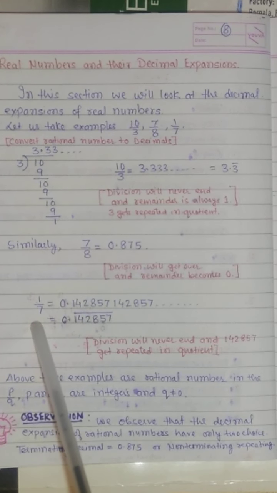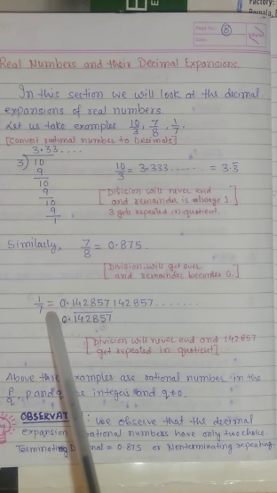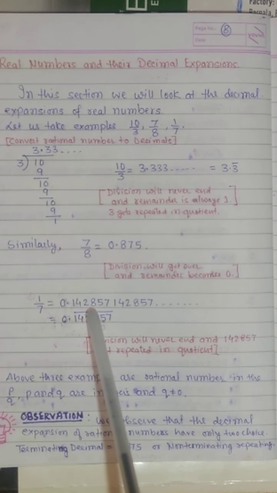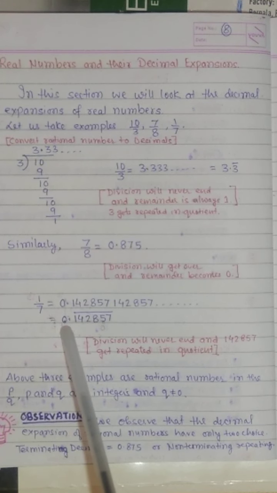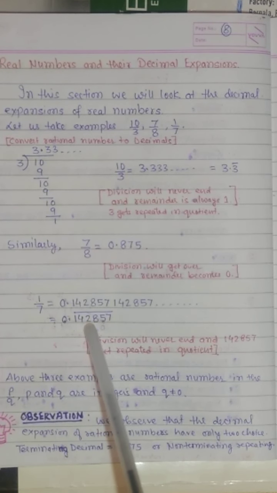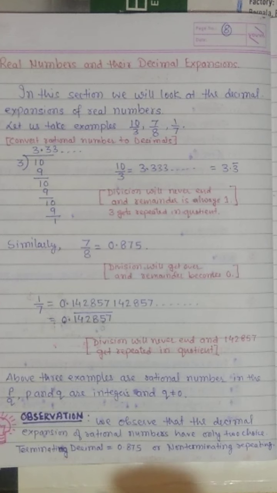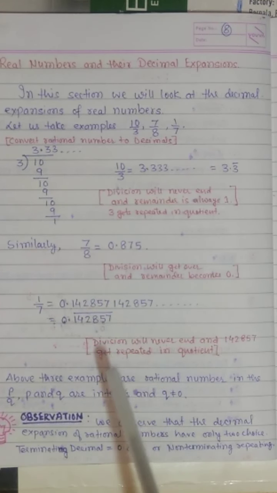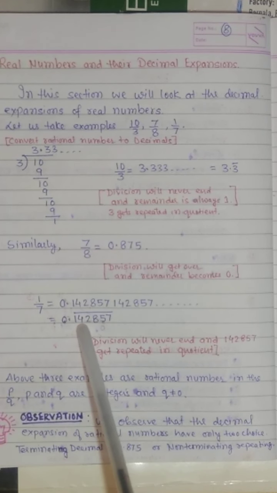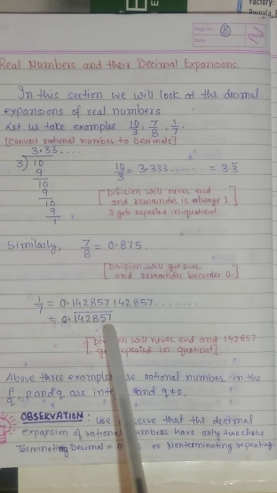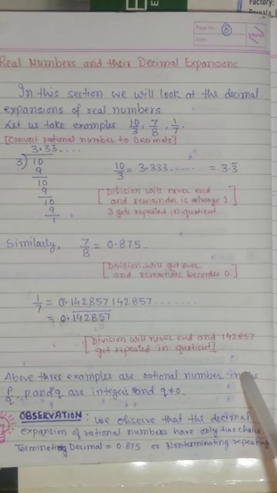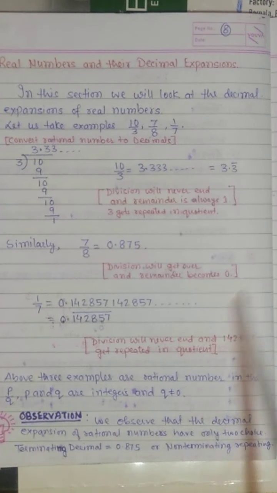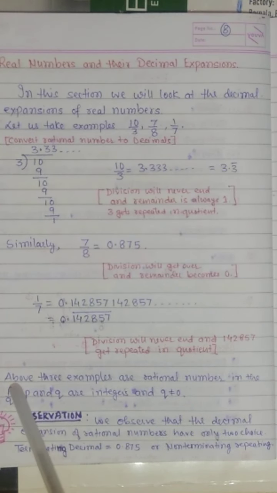Now 1 by 7. If we perform the division for 1 by 7, we get the decimal expansion 0.142857 bar. That means the division will never end, and after the decimal the number 142857 gets repeated in the quotient.